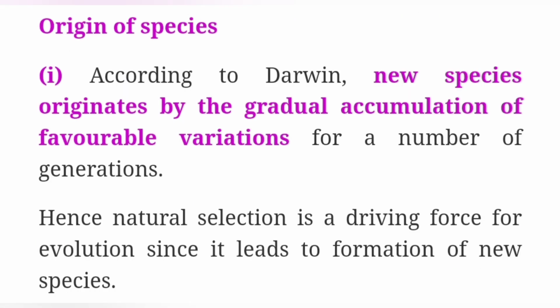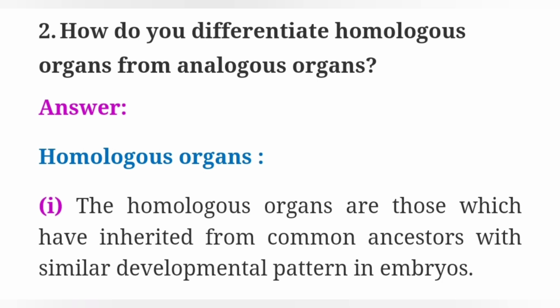Origin of species. First point, according to Darwin, new species originate by the gradual accumulation of favorable variations for a number of generations. Hence, natural selection is a driving force for evolution since it leads to formation of new species. Second question, how do you differentiate homologous organs from analogous organs?